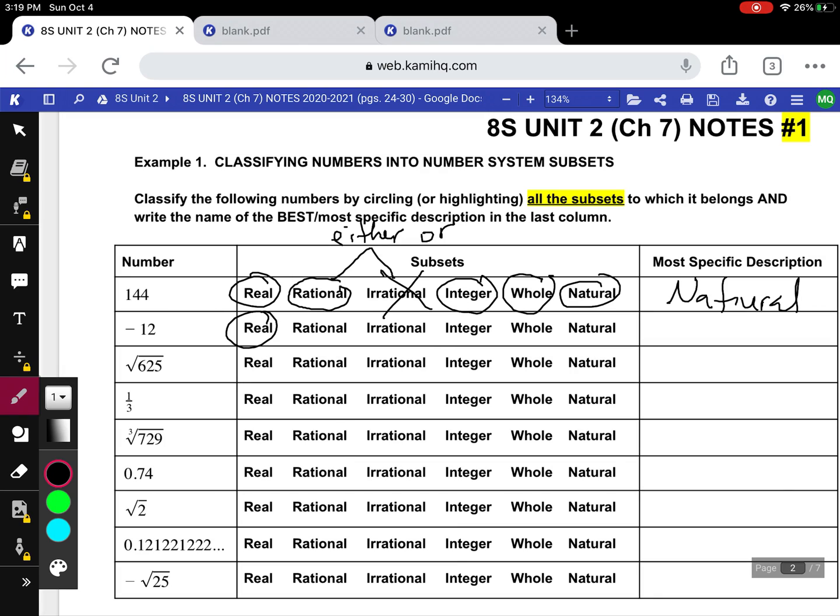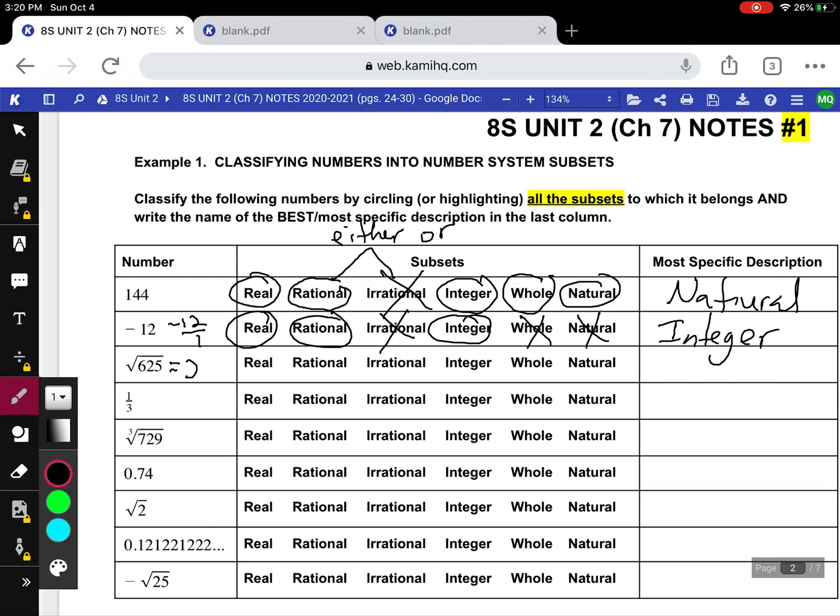Next, negative 12 over 1. Well, we're real. We can be written in the form of negative 12 over 1. We can be a fraction. So we are rational, not irrational. Are we an integer? Well, that's negative infinity to infinity, so a negative number would count as an integer. We are not a whole number because we are not 0 on up. We're less than 0, and we're definitely not natural. So my most specific is going to be an integer, okay? I hope you're starting to get the hang of this.